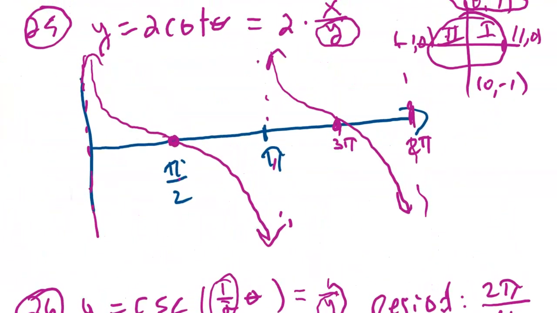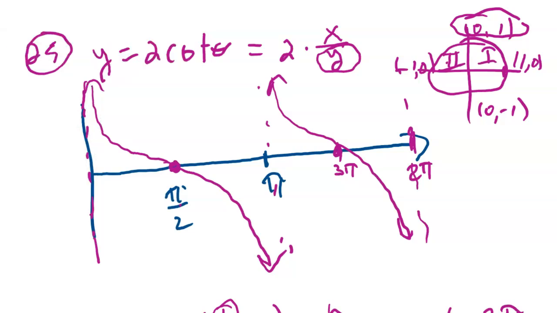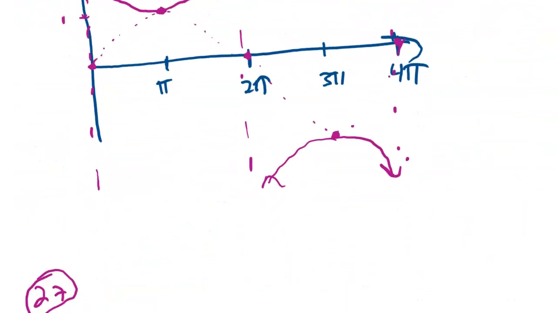It organizes it better, I think. I'm going to do the next one, though. All right, so 27. Oh, by the way, that cotangent that's multiplied by 2, in theory it would stretch it more like this, but it's really hard to see. All right, 27. Y is equal to 2 tangent theta. Again, this vertical stretch is very difficult to see.